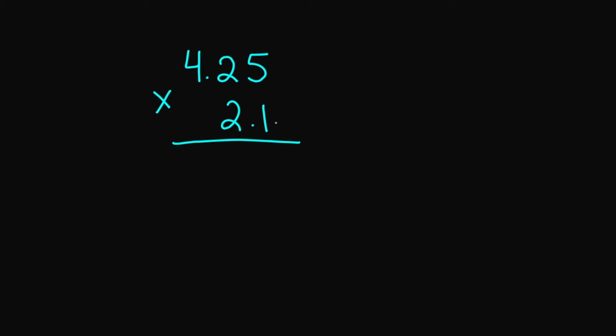So first we're going to multiply 1 times 5, and that's going to give me 5. I'm going to put my 5 here. Next, 1 times 2, that's going to give me 2. Next, we have 1 times 4, and that's going to give me 4. I'm going to write a 4 here. And I'm going to go ahead and write my placeholder here because we are done with the ones place.